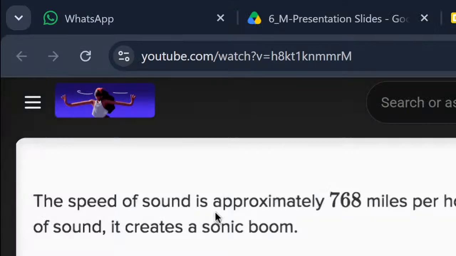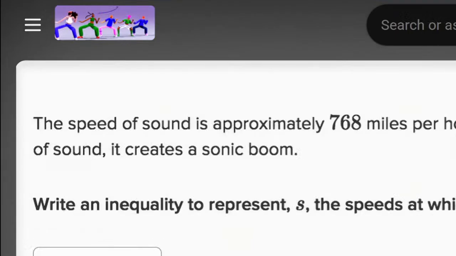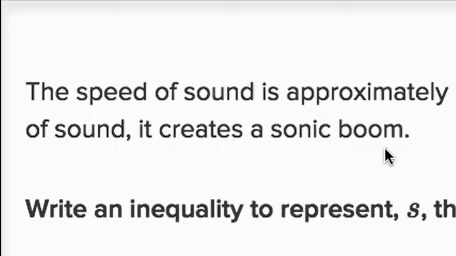The speed of sound is approximately 768 miles per hour. When an object travels faster than the speed of sound, it creates a sonic boom. And there's actually a whole video on how sonic booms are created on Khan Academy. I encourage you to watch it. It's actually fascinating. But anyway, back to this question. Write an inequality to represent S, the speeds at which a moving object creates a sonic boom.